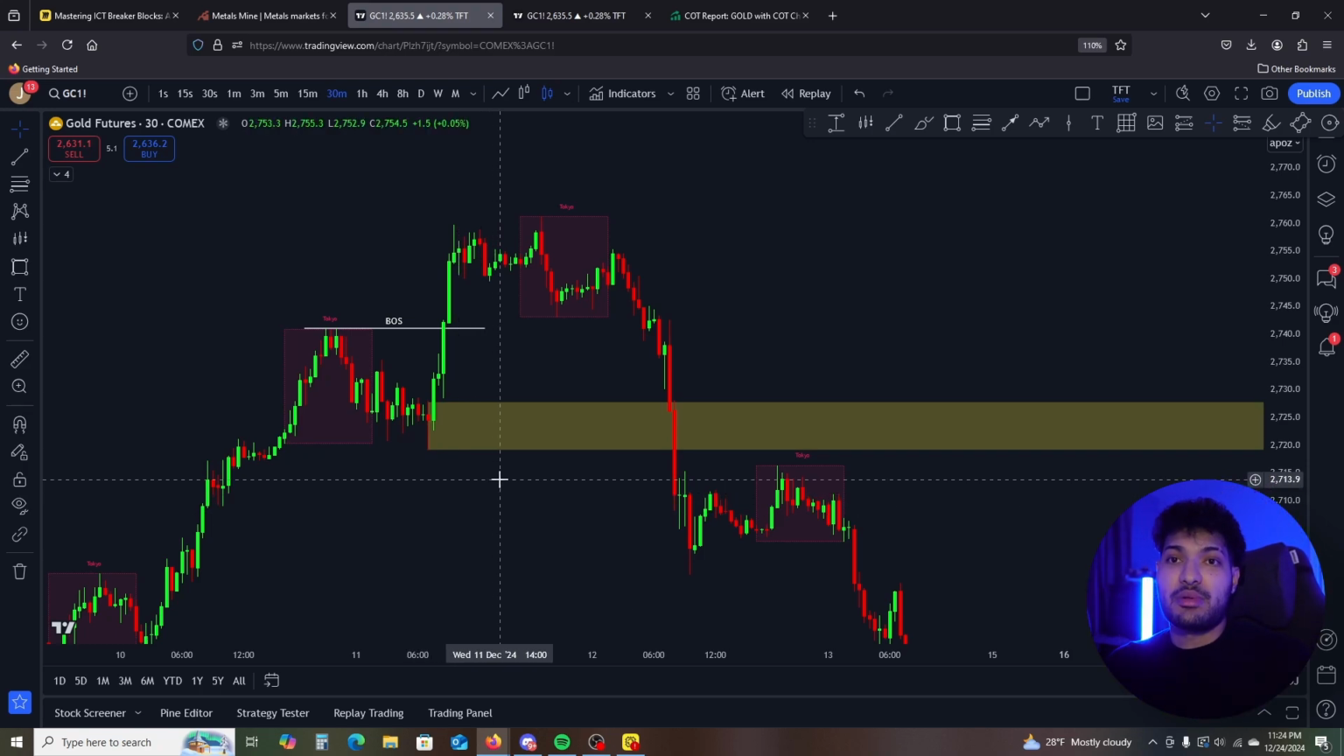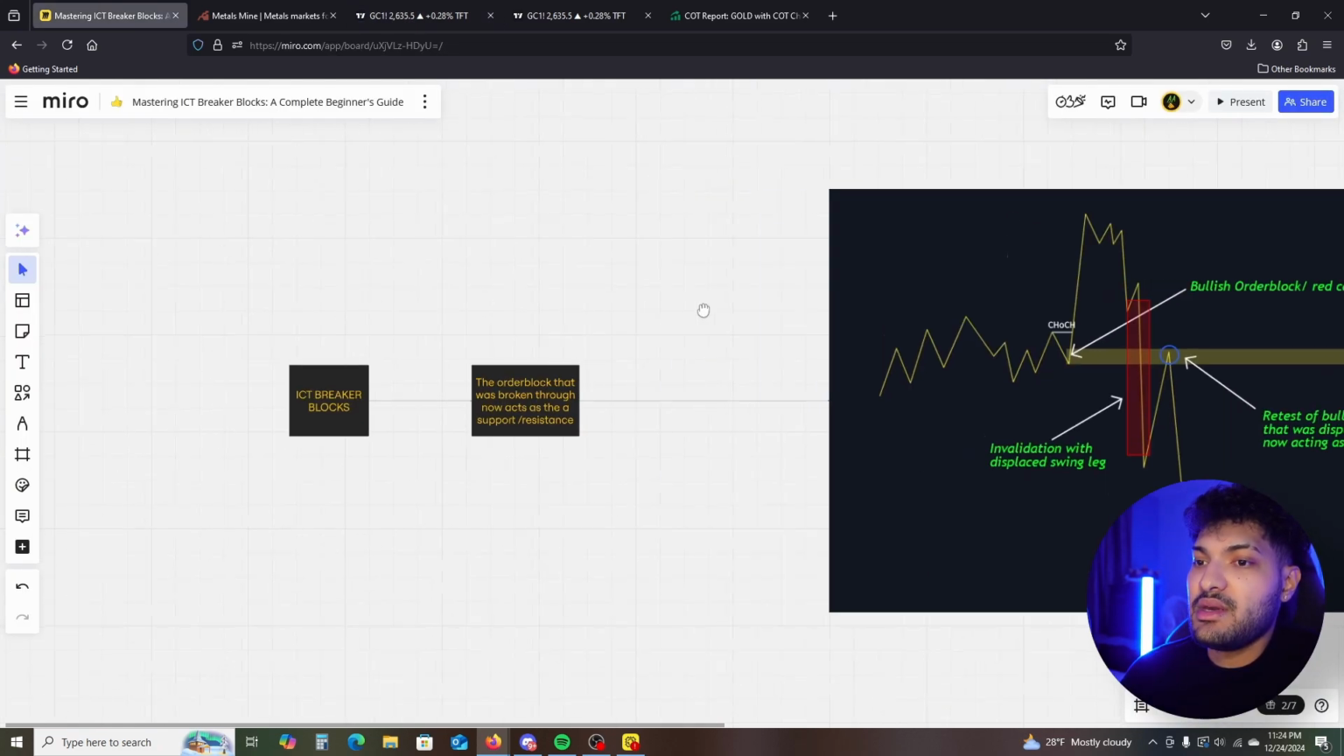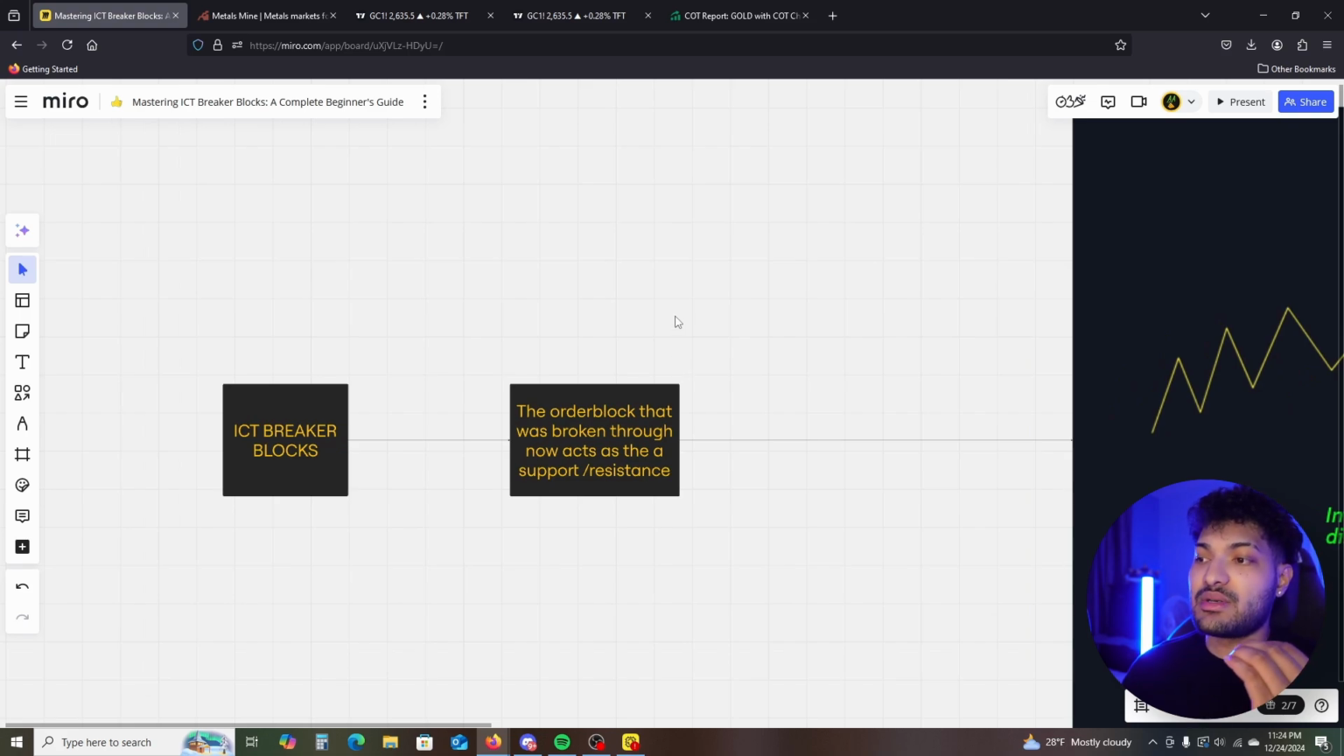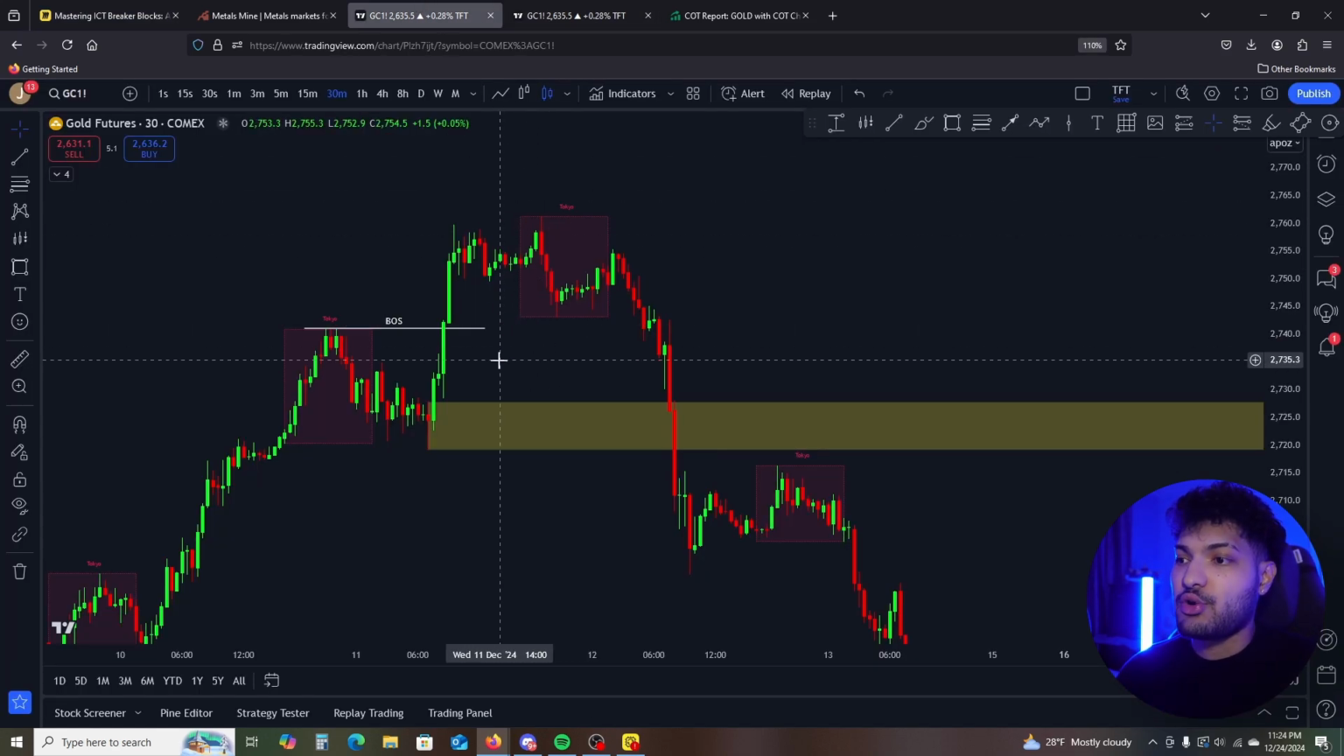Now, a breaker block is a variation of the order block. It is an order block that was broken through and displaced through, that now acts as a support, resistance, or retest area. That's simply what the breaker block is.